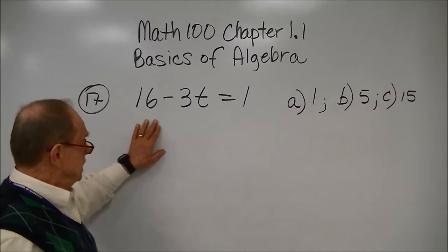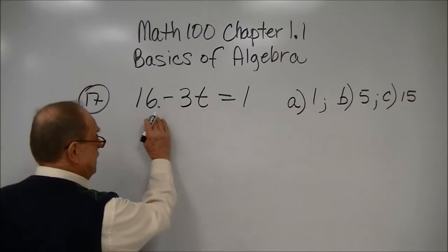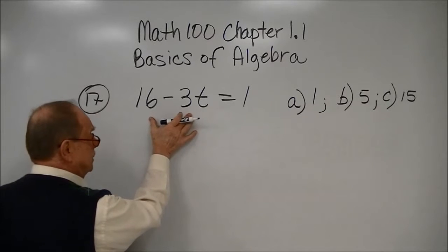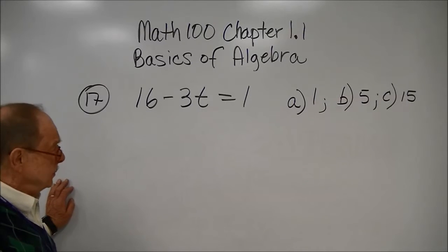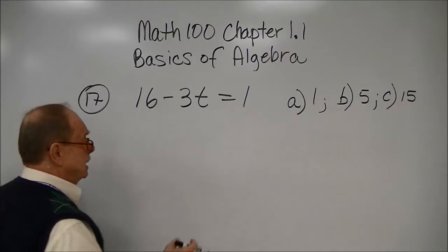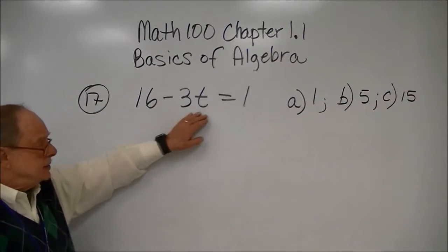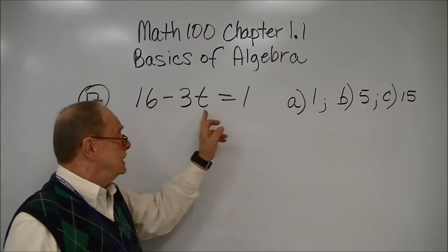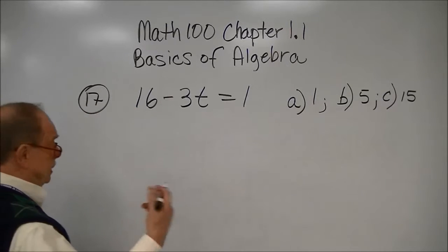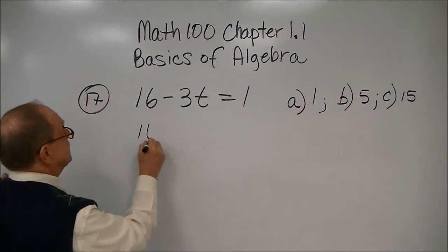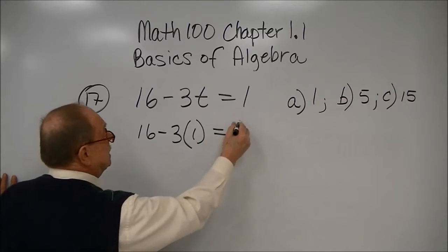Okay, in this next part, they're giving us what is called an equation, where you have an expression, a series of terms, equals something. And we're still going through this process of replacing a letter with a number. We want to see if we replace the T with the 1, it'll make this true. So again, we're just replacing. 16 minus 3 times T as 1. Does that equal 1?